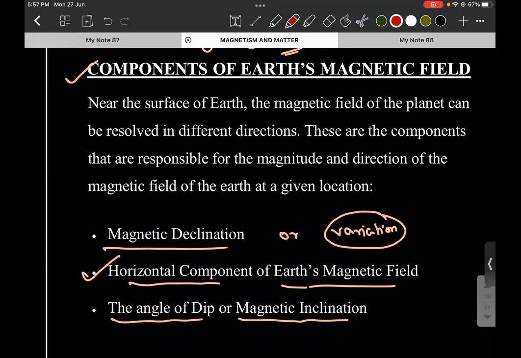So, what is magnetic declination? First, let's try to understand. Write it down: it is the angle between the geographic axis and the magnetic axis. Some books give it as the angle between the geographic meridian and the magnetic meridian.